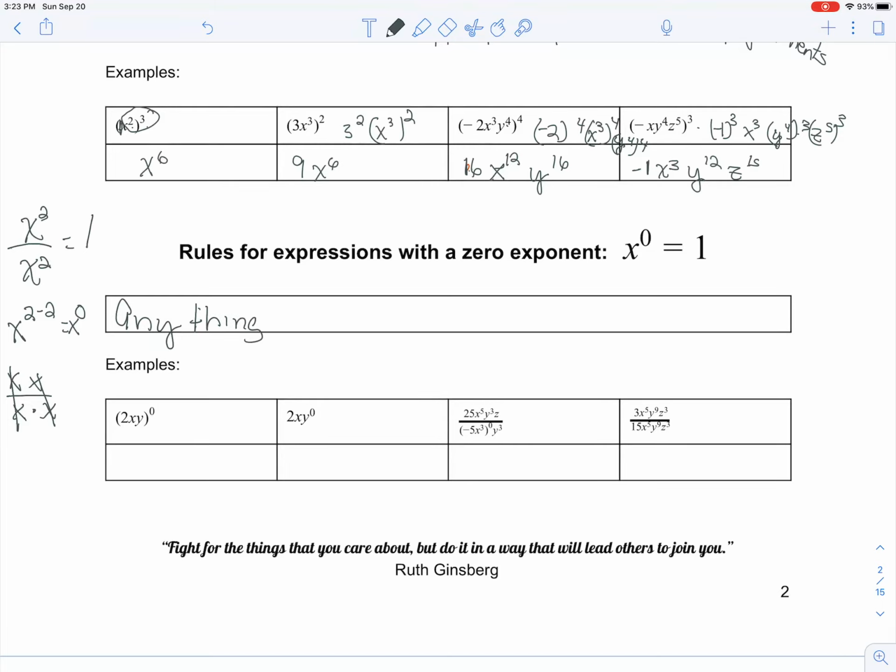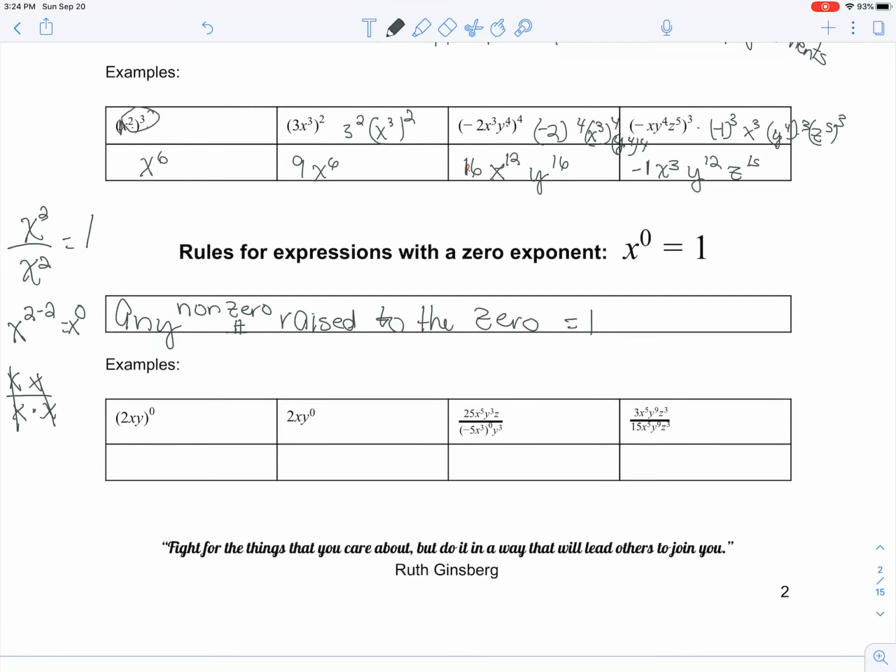And I shouldn't say anything raised to the 0 power. I should say any non-zero number raised to the 0 power. Because when we get to calculus, we start looking at numbers raised to the 0 power. Any non-zero number, let me specify that. Any non-zero number raised to the 0 power is equal to 1.